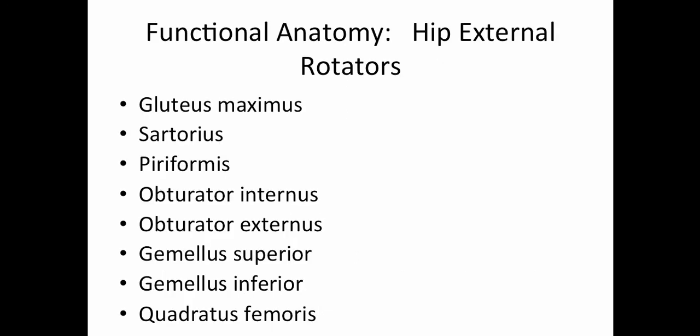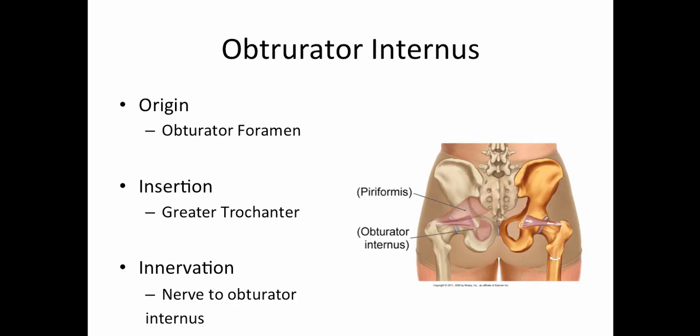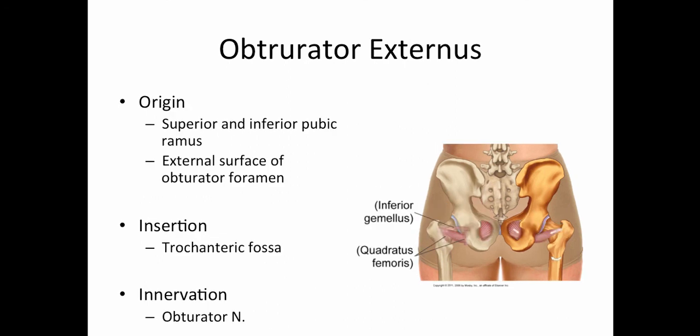Now the functional anatomy of the hip external rotators. This includes the gluteus maximus, the sartorius, the piriformis, the obturator internus and externus, the gemellus superior and inferior, and the quadratus femoris. The piriformis originates on the anterior surface of the sacrum and inserts on the superior aspect of the greater trochanter. The obturator internus originates on the obturator foramen and inserts on the greater trochanter. The obturator externus originates on the superior and inferior pubic ramus and the external surface of the obturator foramen, and then inserts on the trochanteric fossa.